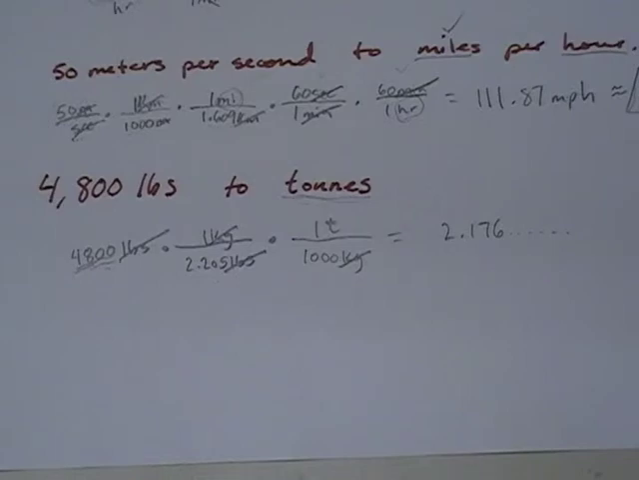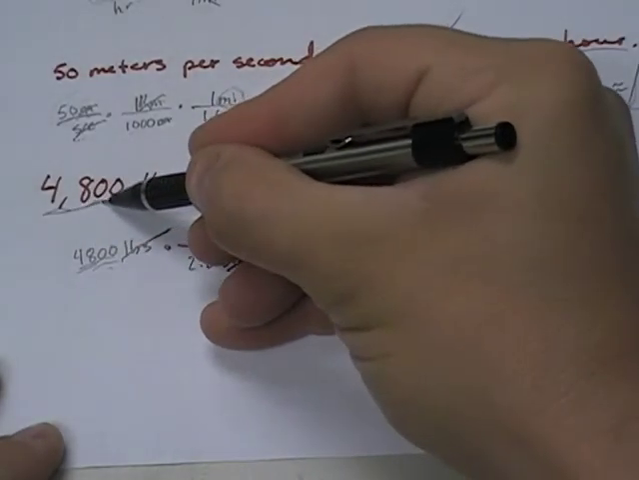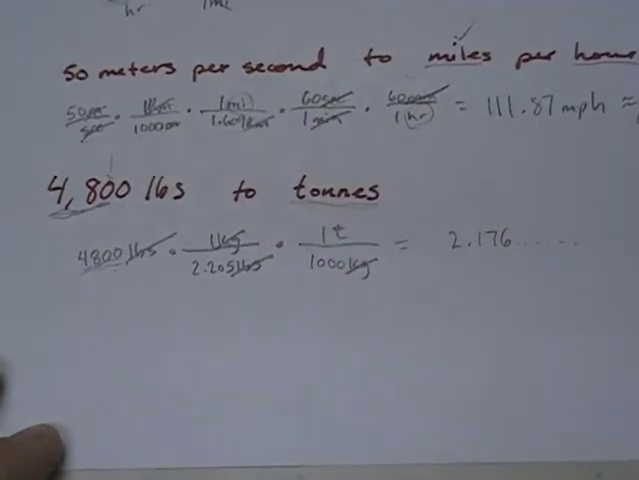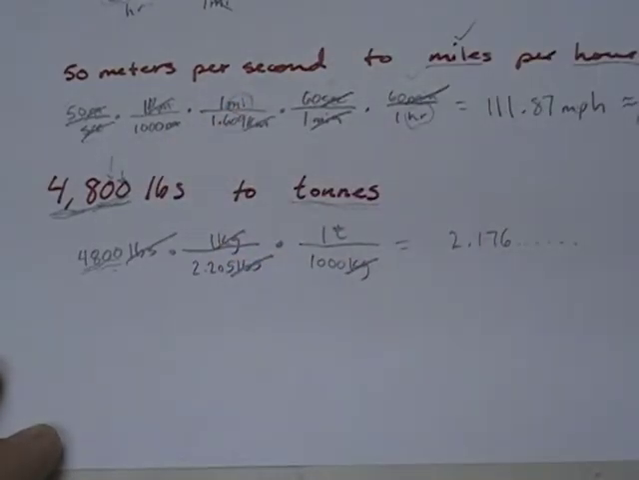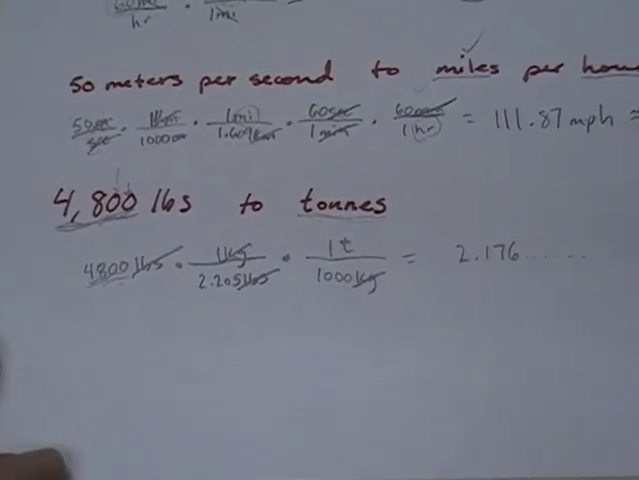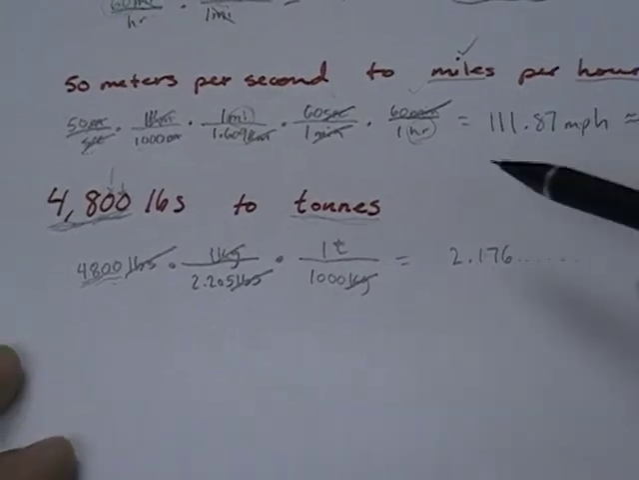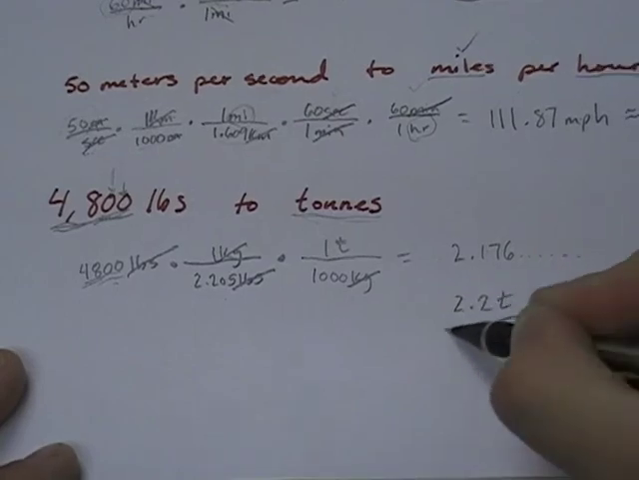If the measuring device measures to the nearest 100 pounds, then that would be two significant digits. If it measures to the nearest 10 pounds, then that would be three significant digits. Right, because here's your tens place. If it measures to the nearest 1 pound, then it would be four significant digits. And that's how you decide how to round your answer. I'm going to assume 4,800 is rounded to the nearest 100 pounds, because normally in shipping we don't weigh down to the pound. So we look at this 2.176, we're going to call this 2.2 tons.